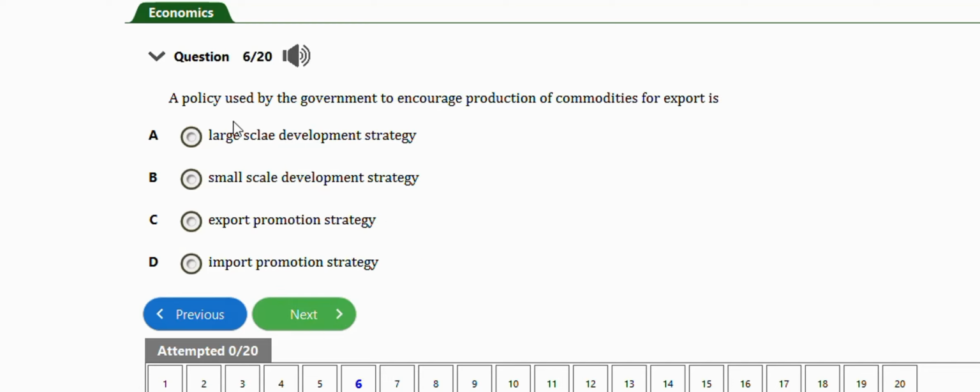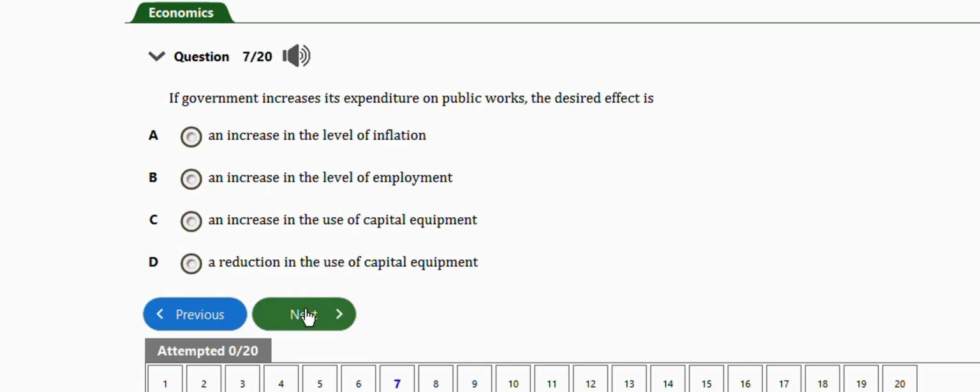It says a policy used by government to encourage production of commodities for export is. I think I already answered this question. That's option C, export promotion strategy. Next question is this one. It says if government increases its expenditure on public works, the desired effect is an increase in the level of inflation. Option B, an increase in the level of employment. We have an increase in the use of capital equipment, a reduction in the use of capital equipment. So the right answer is option B, which is an increase in the level of employment.